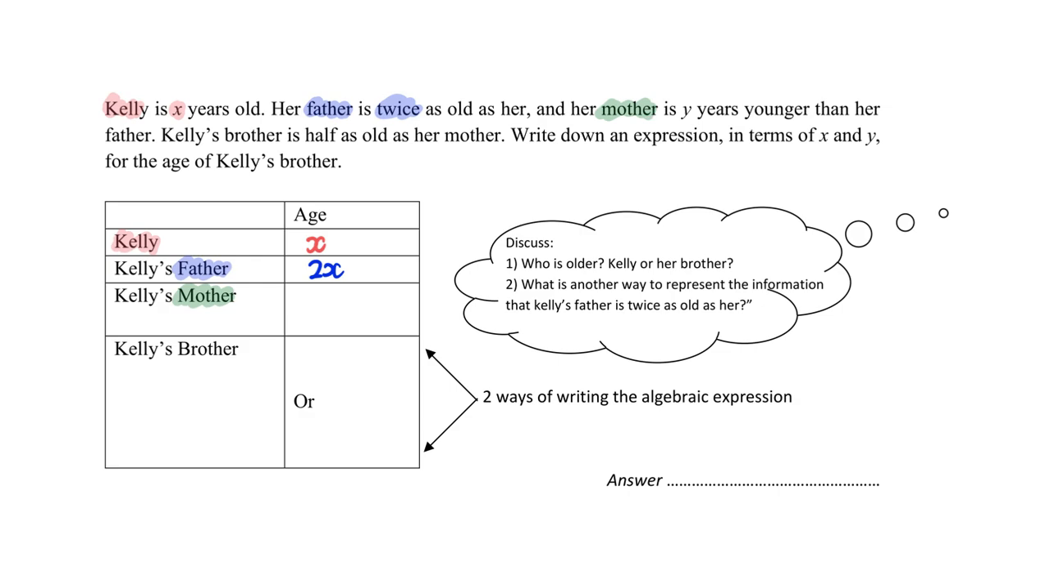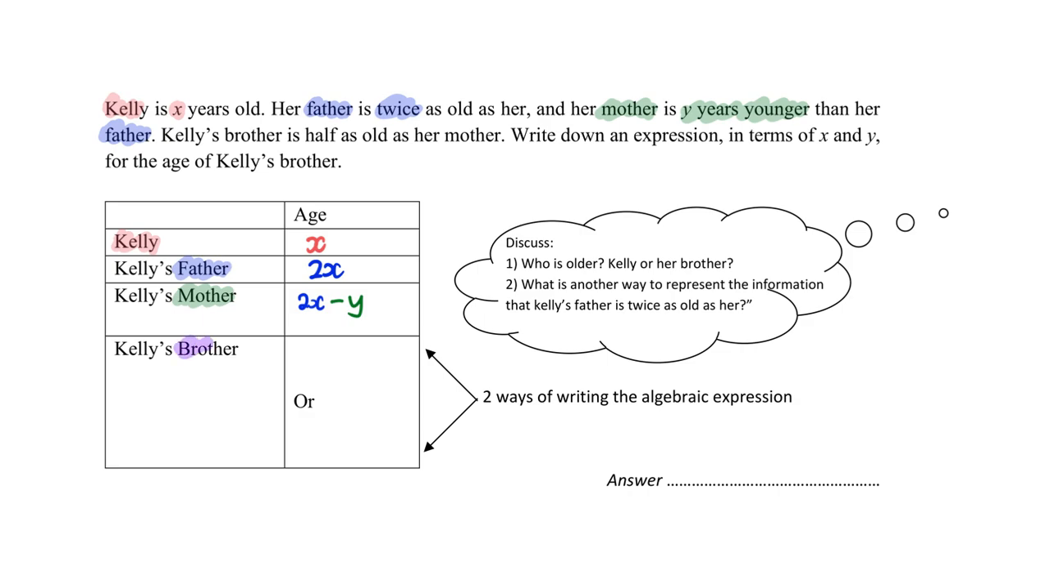Mother is 1 year younger than her father. Okay, father is blue color. Younger means minus. So you will then see mother's age is 2x, the father, but she's younger. So I minus off by how many years? 1 year.